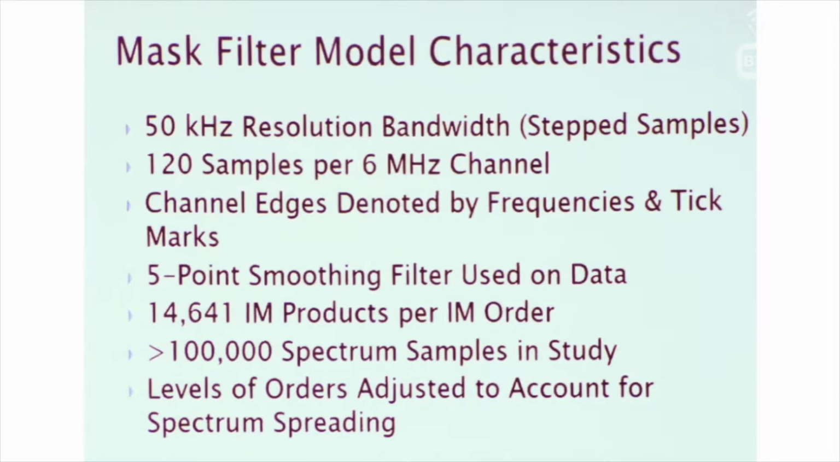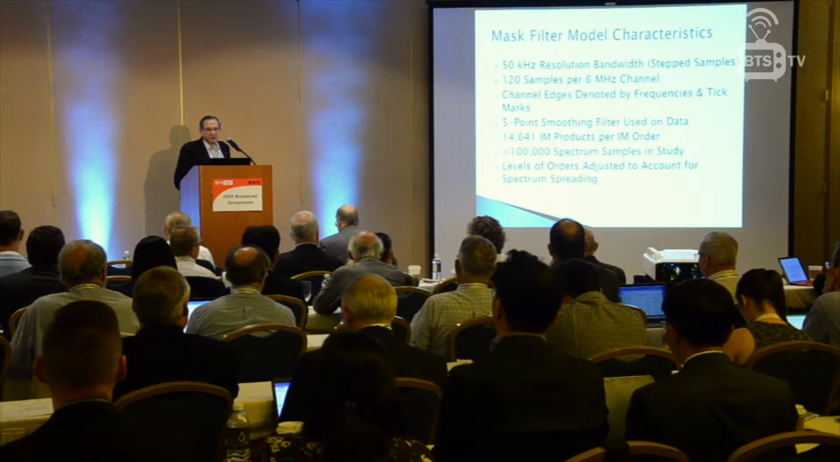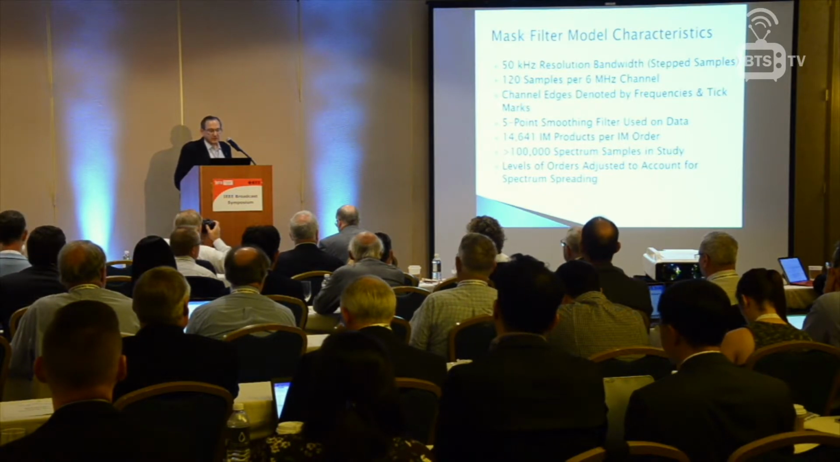One of the things that I did to try and understand what was going on in Sutro Tower is to build a model, and I'm going to show you a bit about that model. The model is essentially a representation of the spectrum many times over. That representation looks at 120 samples of the spectrum per 6 megahertz channel. So there are 50 kilohertz samples of the spectrum, essentially looking at the power in those portions of the spectrum, and then looking at what happens to that power as we generate intermod products.